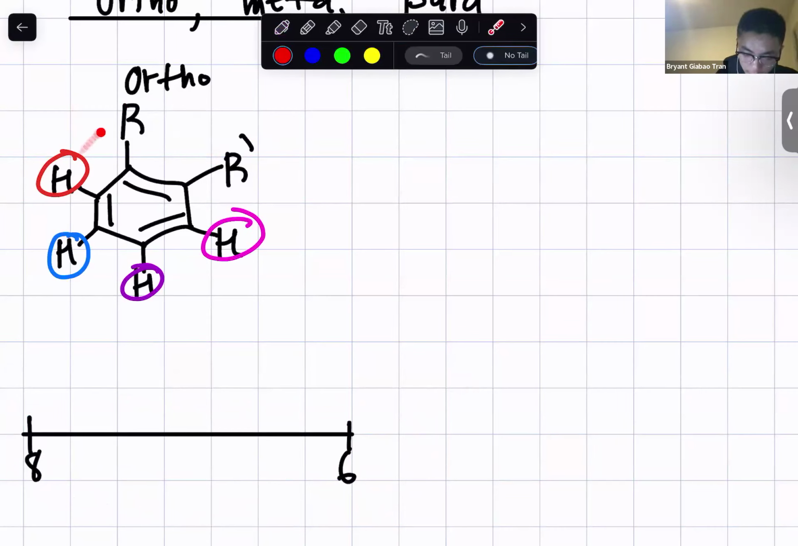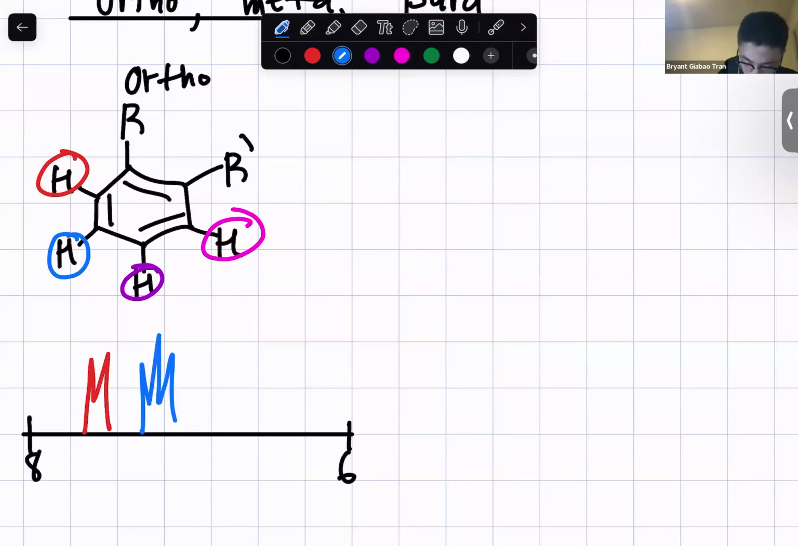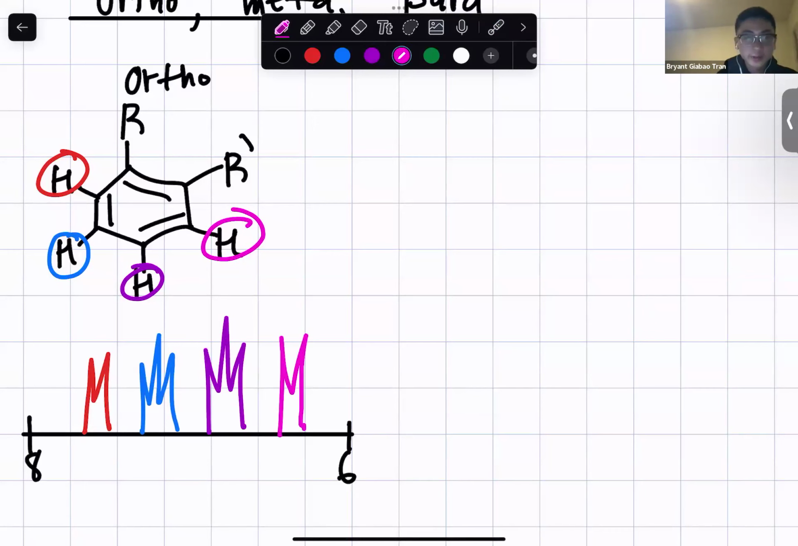So if we look at this red hydrogen right here, that one red hydrogen only has one neighbor, which is the blue hydrogen. And we have to do the n+1 rule. One neighbor means n+1, 1 plus 1 is 2. 2 subpeaks or doublet. Hydrogen blue has 2 neighbors, so that's going to be a triplet. Same as the purple hydrogen, triplet. The pink hydrogen is going to be a singlet because of the number of neighbors.